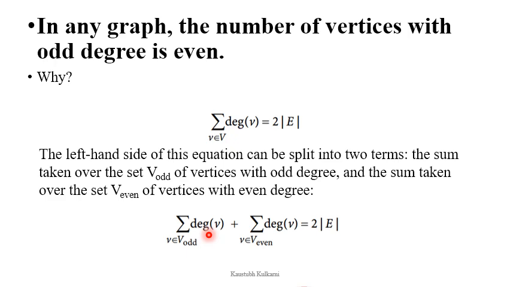An odd number multiplied by an even number gives you an even number, right? An odd number multiplied by an odd number gives you an odd number. So the number of vertices in V odd has to be even.